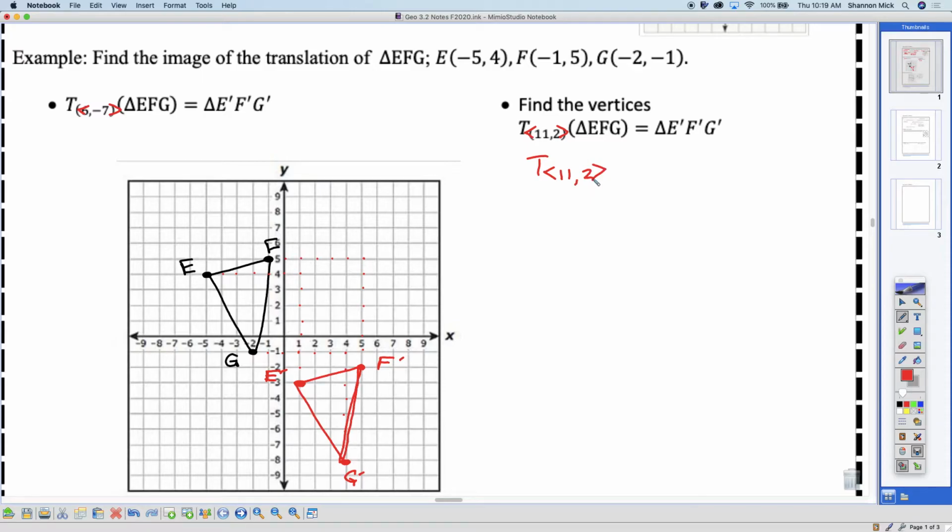Okay, what is the point on E prime? 1, -3. Okay, what is G prime? 4, -8. What is F prime? 5, -2.